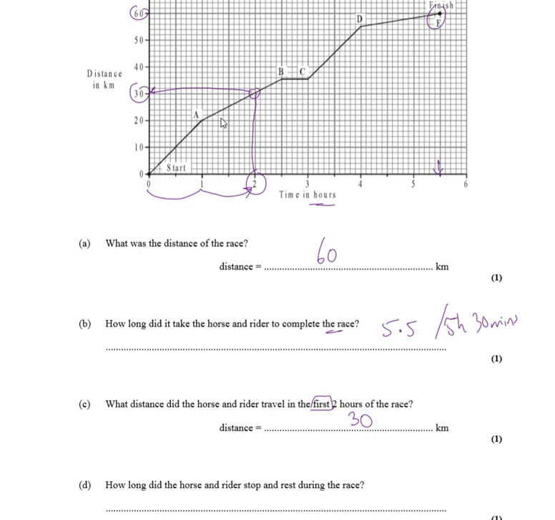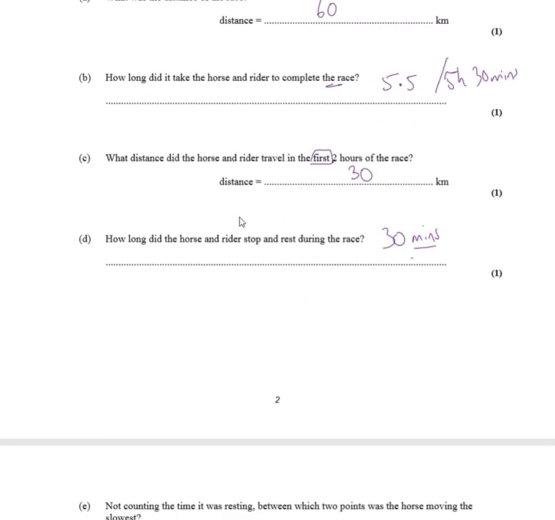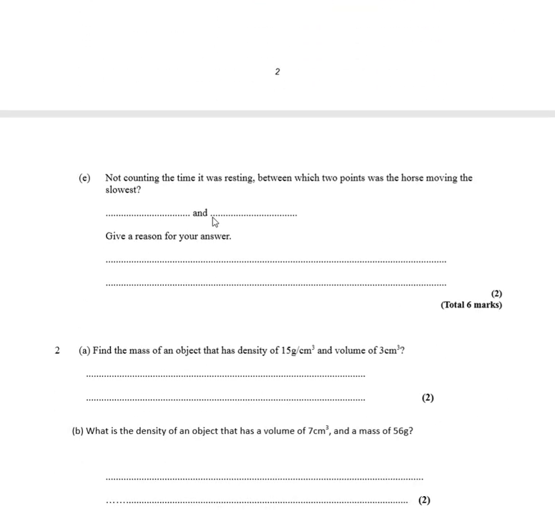Now, how long did the horse and the rider stop and rest during the race? So let's say, rest is between B and C, and the rest between this and this time. Okay, so rest for 30 minutes, half an hour. Okay. Now we need to add the units there to get the mark as well. So 30 minutes.